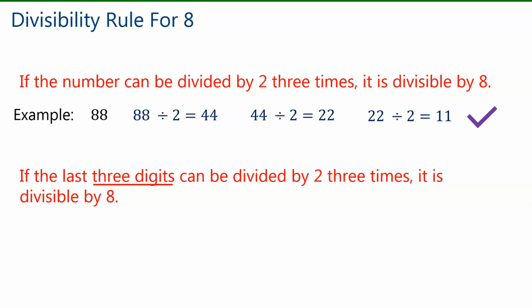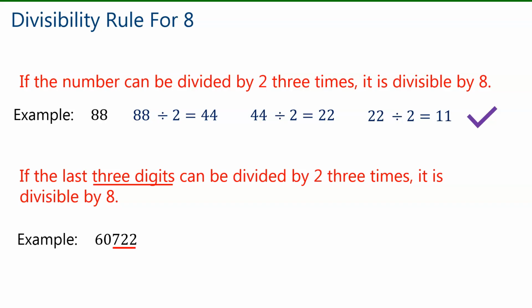Now I'm going to make a little change like I did for the last divisibility rule for 4 and state that if the last 3 digits can be divided by 2 3 times, then it is divisible by 8. So again, that change wouldn't make much of a difference if you're looking at a number like 88, but if you have 60,722, it is a lot easier just to focus on the last 3 digits than it is the whole number.